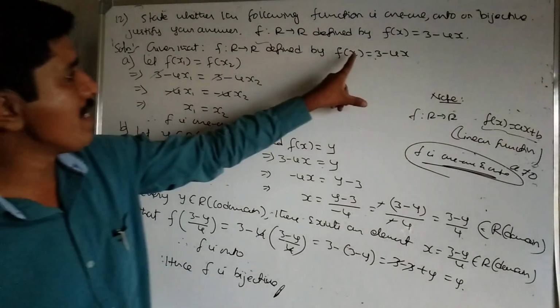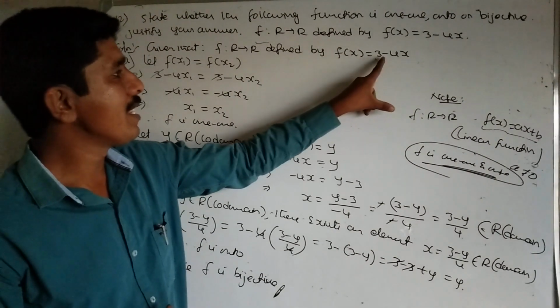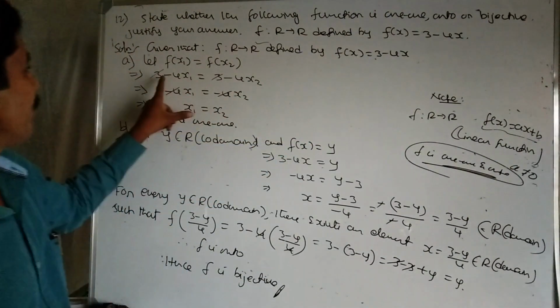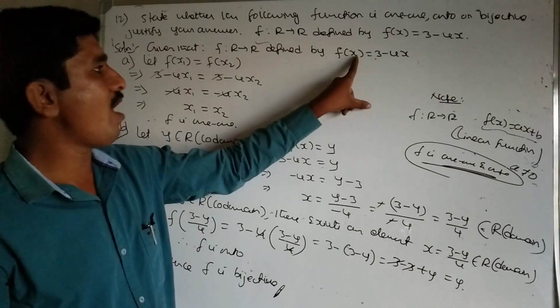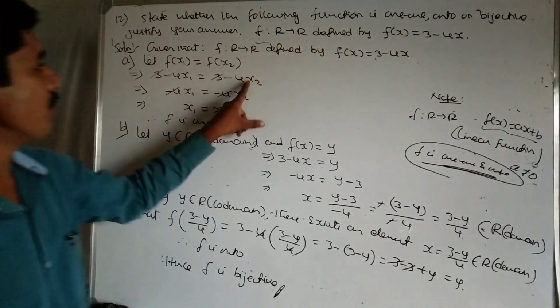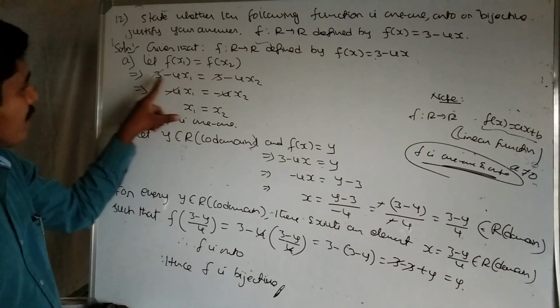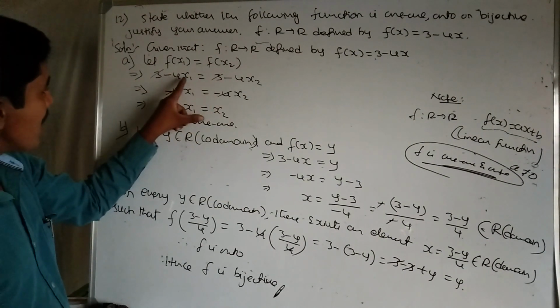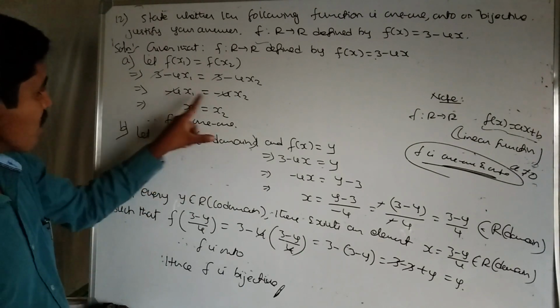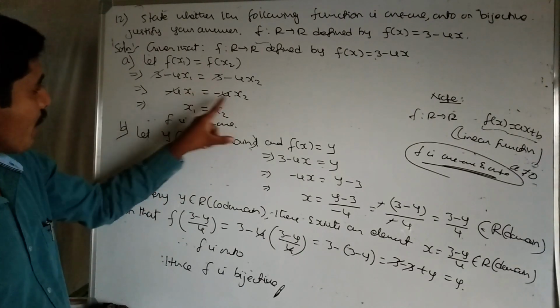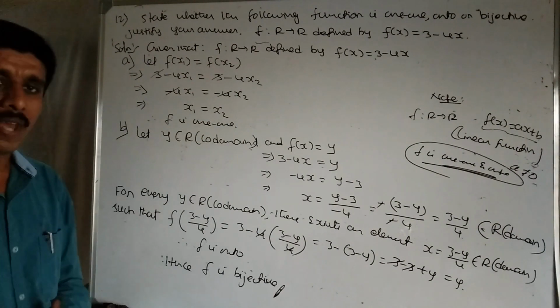f of x1 means replacing x by x1: we know that 3 minus 4x1. f of x2, replacing x by x2: f of x2 equal to 3 minus 4x2. Equating both sides, 3 gets cancelled. Minus 4x1 equal to minus 4x2. Minus 4 gets cancelled, x1 equal to x2. Therefore, the function is 1-1.